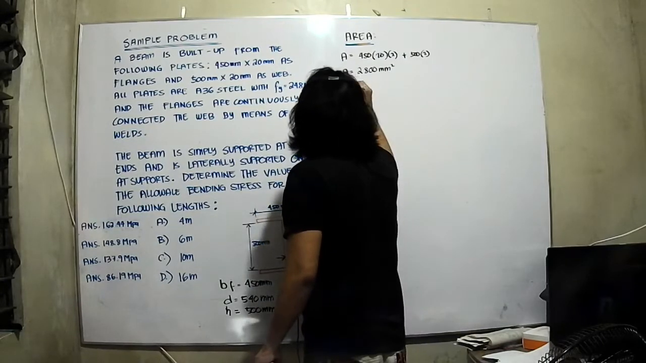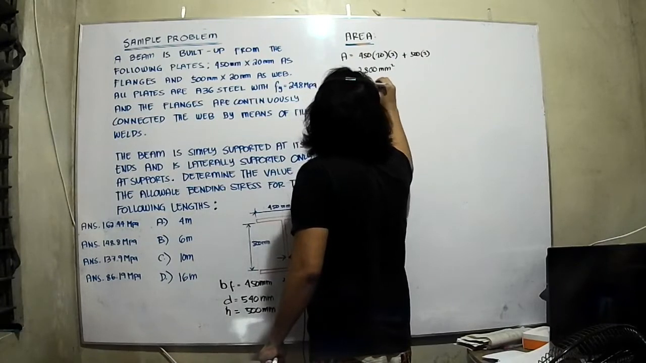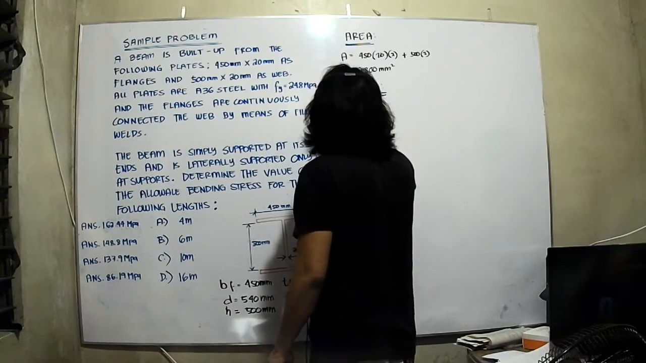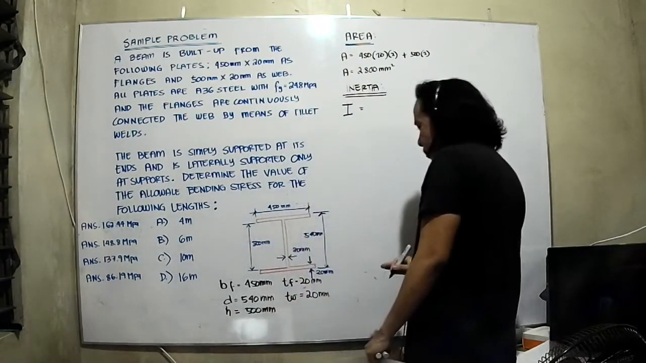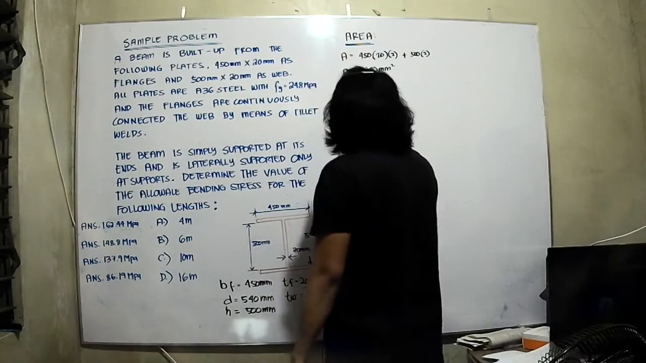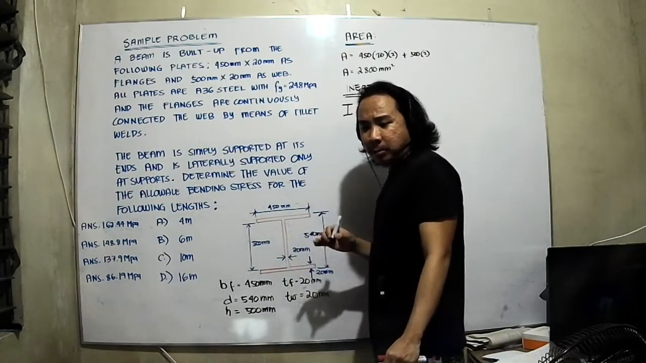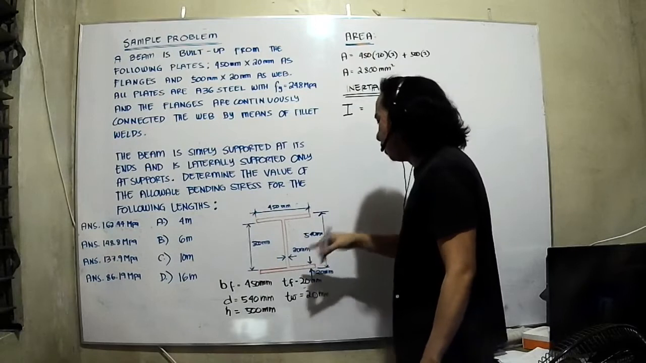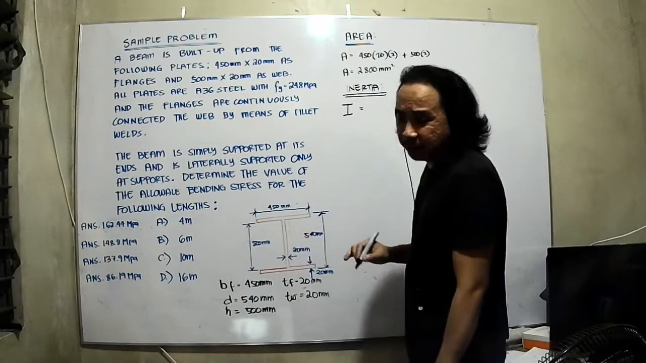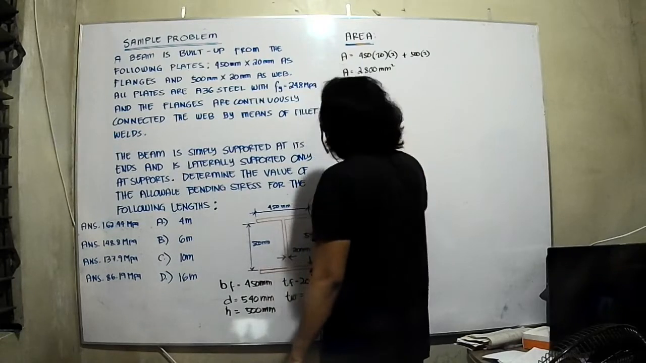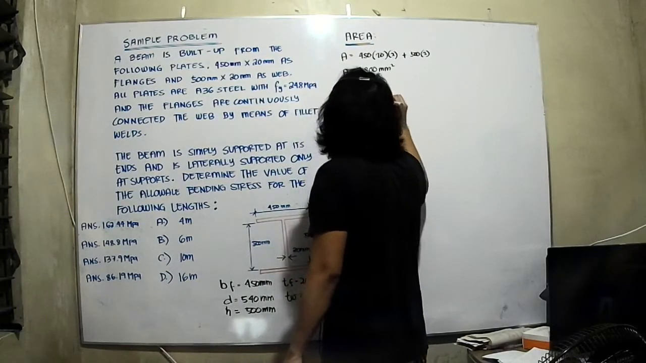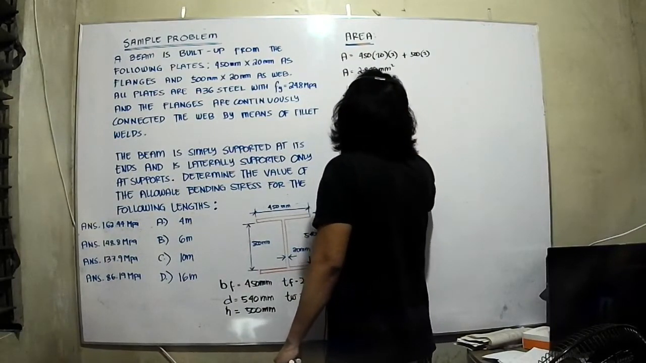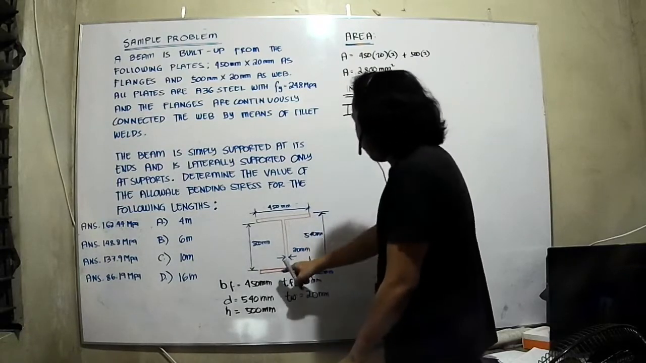Our inertia would be equal to what? BH cubed over 12 for rectangles. So in this case, one big rectangle minus two smaller rectangles, right? That is the only principle here. So we have 450 as B. Its height is equal to 540, cubed. Divide by 12. Minus how many voids?